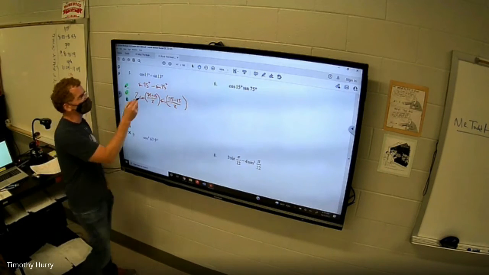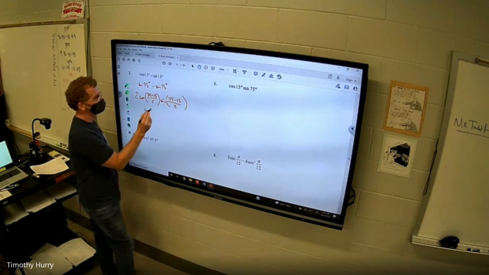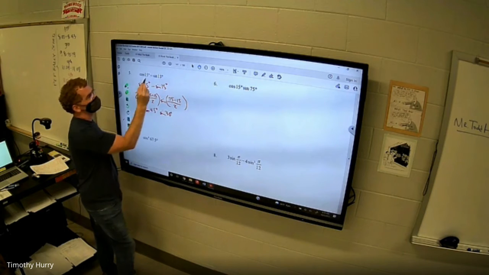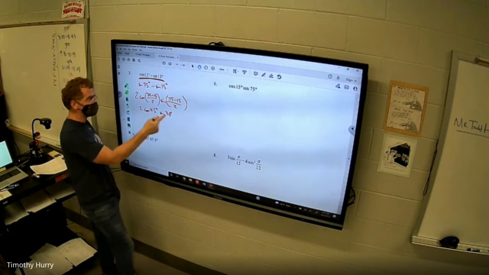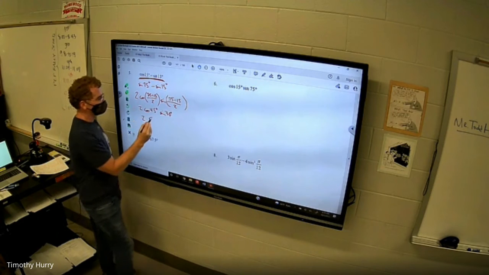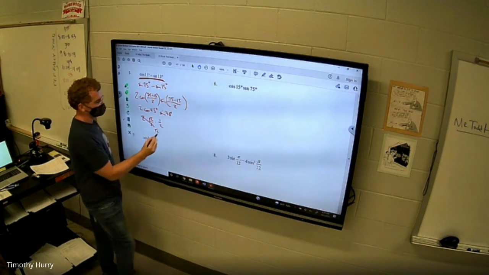All right, so anyway, I get a 90 over 2 here, which is a 45. And here I get a 60 over 2, which is a 30. And I've changed these unrecognizable or fairly difficult angles that aren't on the unit circle to something that is. So root 2 over 2, 1/2, cancels, and I get a root 2 over 2.